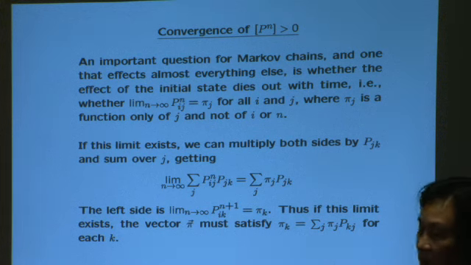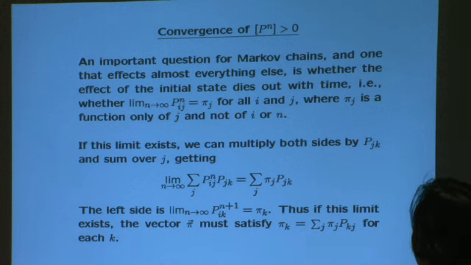So let's assume that this limit exists. If this limit does exist, we can take this limit, multiply by P of j k, and sum over all j. So we're going from j to k on both sides, and we sum over all j. If we take this limit, we notice that the left side, going from i to k in n plus 1 steps, is just the limit at state k, because we assumed up here that this exists for all i and all j. Therefore, if we take the n plus 1 step, the limit as n goes to infinity of i to k has to go to pi of k.